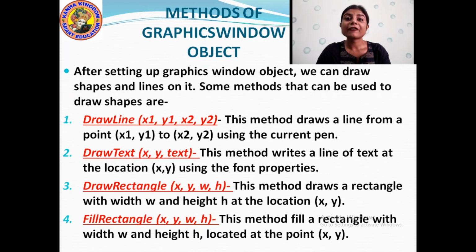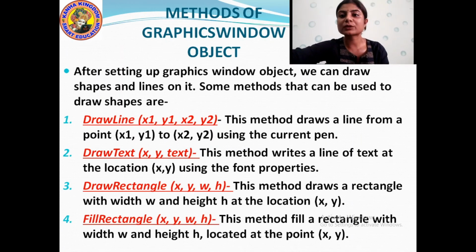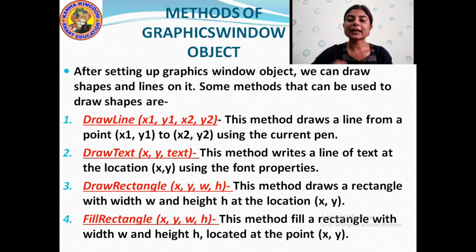Okay? And then fill rectangle XYWH. This fill rectangle graphic window method will also fill the rectangle if you want to fill it. The rectangle that you have drawn by using this line of code, fill rectangle XYWH, it will fill the rectangle. See, it is written there. This method fills a rectangle with width W and height H located at the point XY. Using this method you can fill the rectangle that you have drawn in the program. All right.